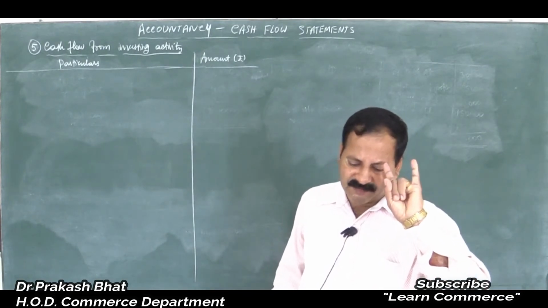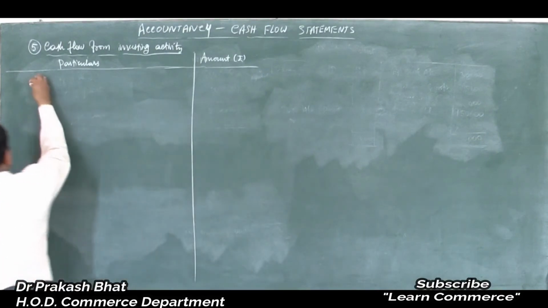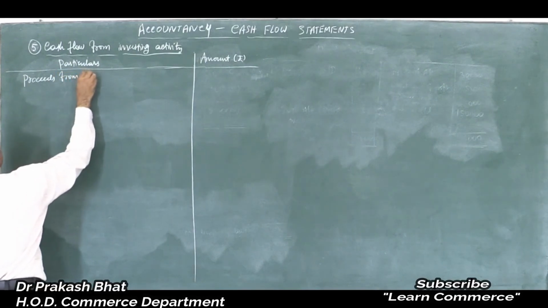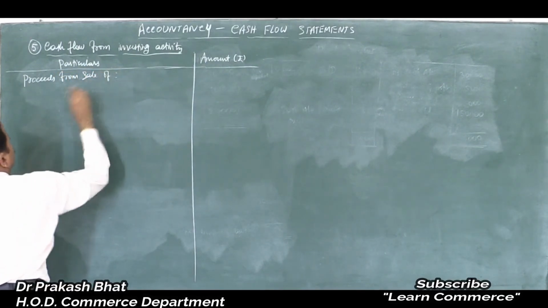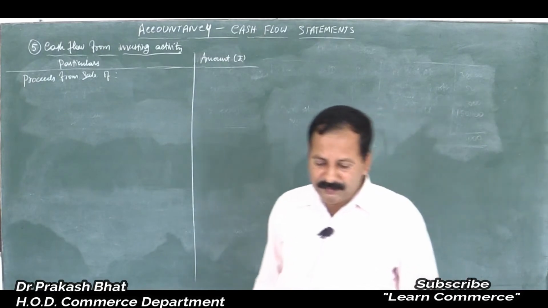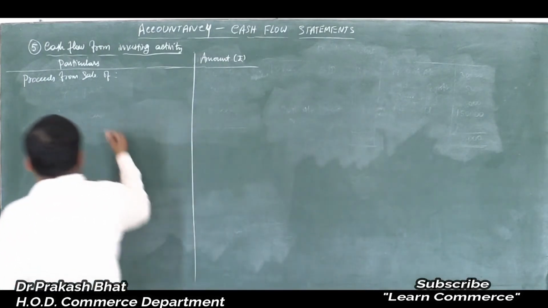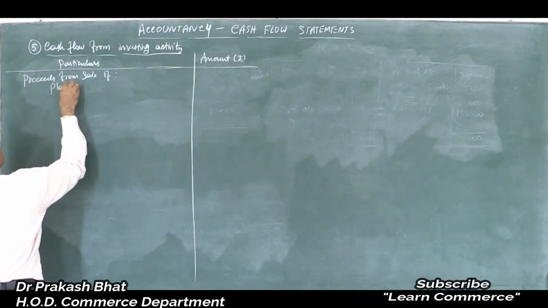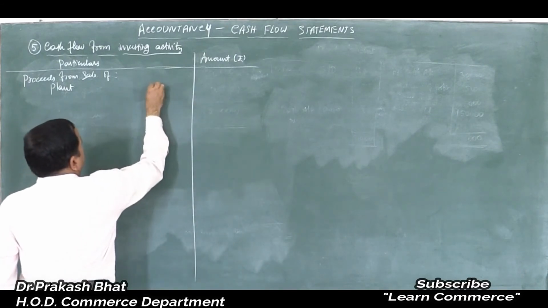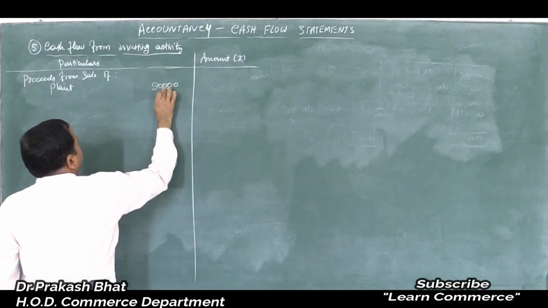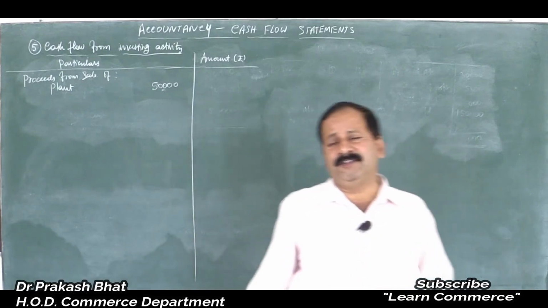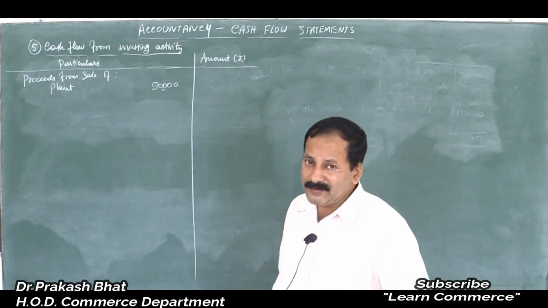Starting from proceeds from sale of. I will write here one by one under this. Plant 50,000. We can write it in the inner column also. Let us put it in the inner column. Then total we will write in the outer column. There is no particular format here. It is not an account at all. It is just a statement.